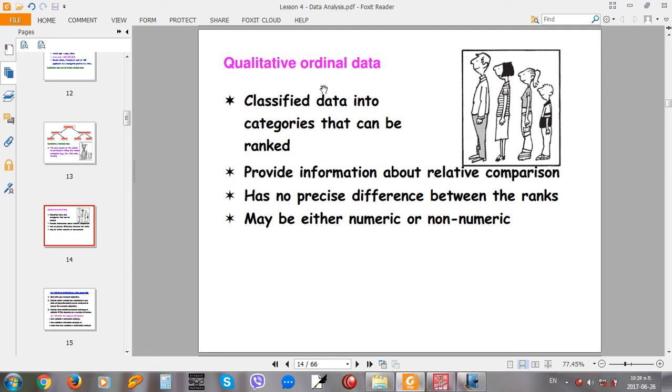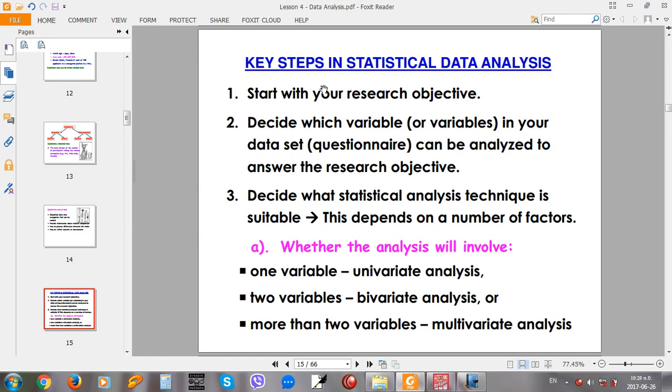So qualitative ordinal data can be ranked. One example is the 5-point scale. There are some more scales: 2-point scales, 3-point scale, 4-point scale, 6-point scales, 7-point scale. Those are examples of qualitative ordinal data.